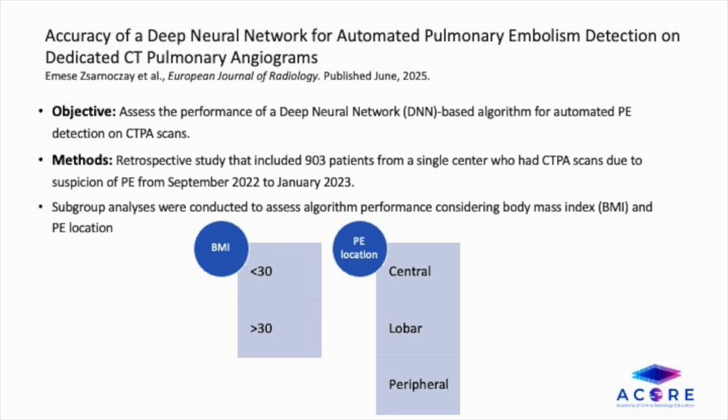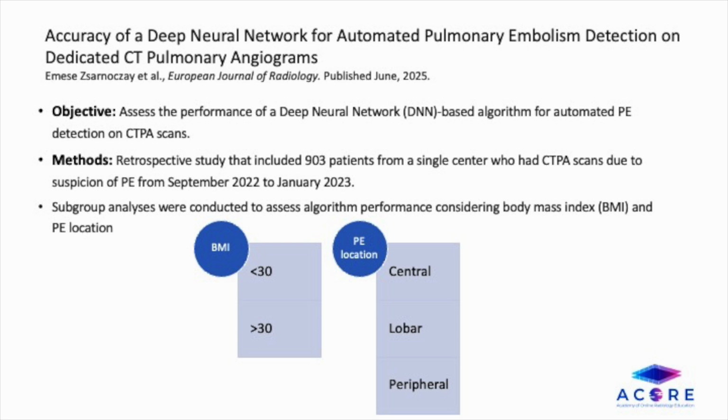The first study is titled Accuracy of a Deep Neural Network for Automated Pulmonary Embolism Detection on Dedicated CT Pulmonary Angiograms, and was published in the European Journal of Radiology. This study aimed to assess the performance of a deep neural network-based algorithm for automated PE detection on CT pulmonary angiogram scans. This was a retrospective study that included 903 patients from a single center who had CTPA scans due to suspicion of PE between September 2022 to January 2023.